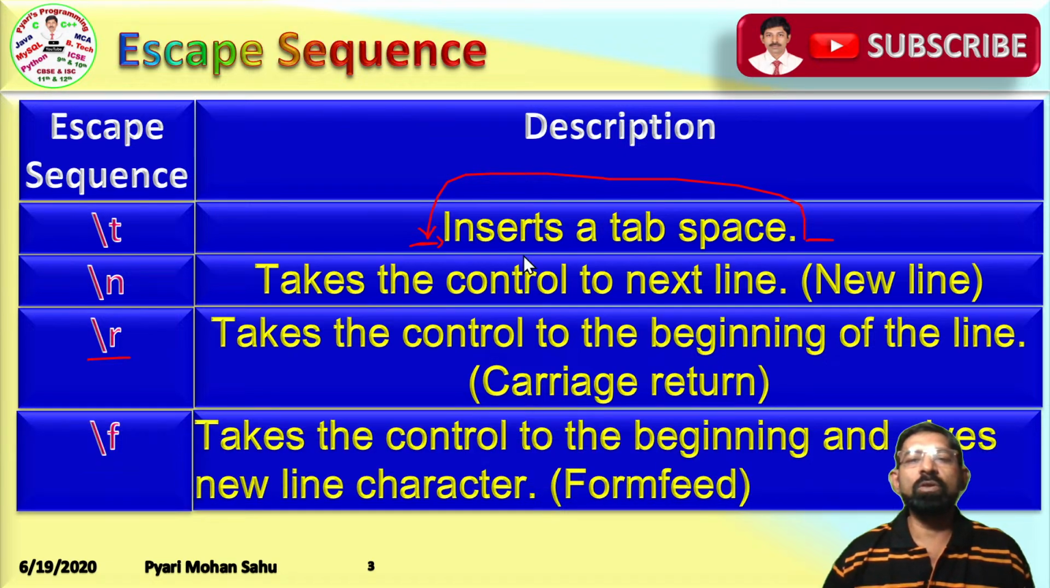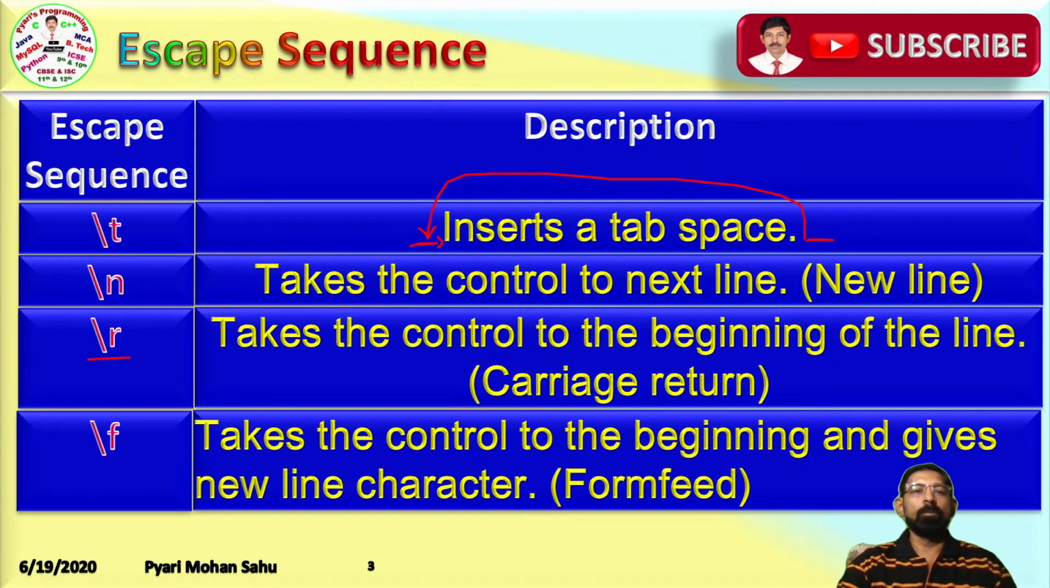Next point is your \f. \f is for form feed. It takes the control to the beginning, just like your \r, but the difference is that it is only keeping the cursor over here, but it gives a new line character. That means, let me remove this.